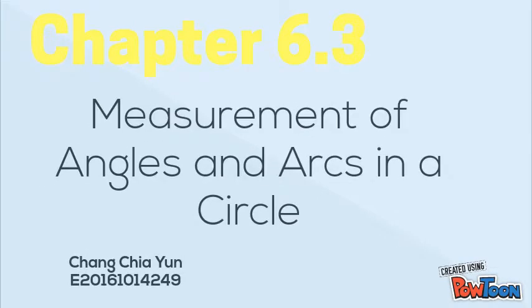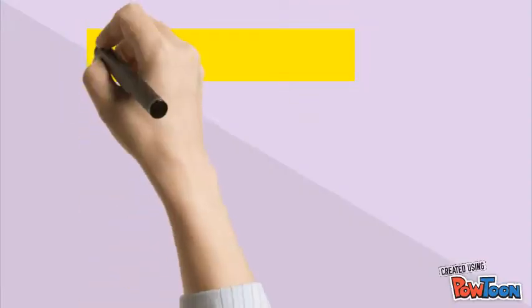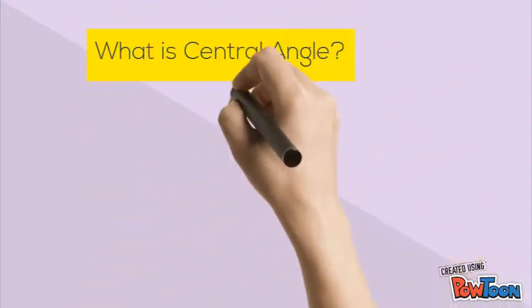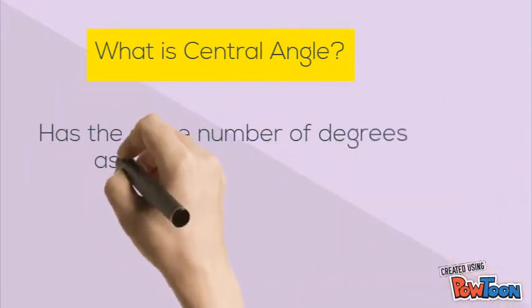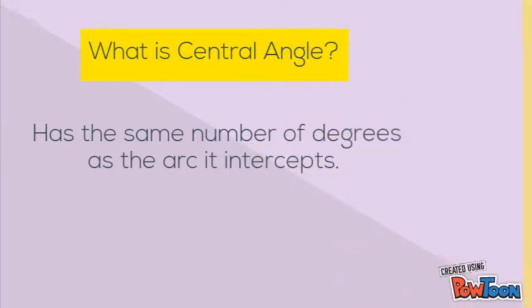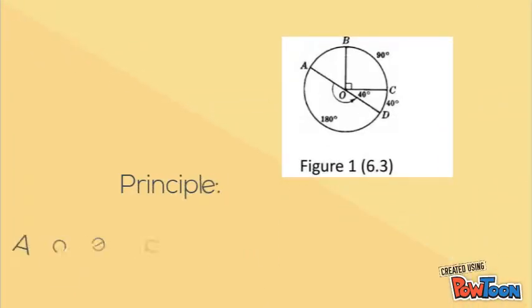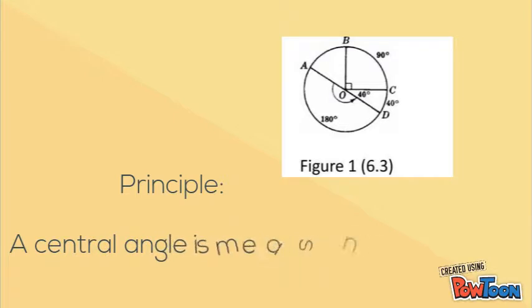6.3 Measurement of angles and arcs in a circle. Definition: a central angle has the same number of degrees as the arc it intercepts. Principle: a central angle is measured by its intercepted arc.